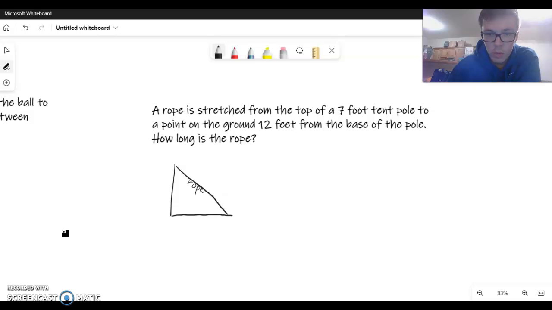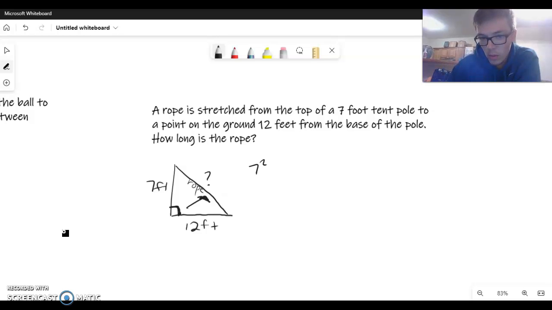It says the rope is stretched from the top of the tent pole, which is 7 feet. So my pole is 7 foot. We are 12 feet from the base of the pole. Now we can solve. We're missing that last side. The pole and the ground make a 90-degree angle. We're happy to be finding that hypotenuse again. I will tell you, you're not always going to be finding the hypotenuse, so don't get in the habit of that.